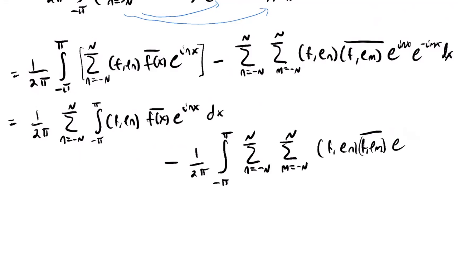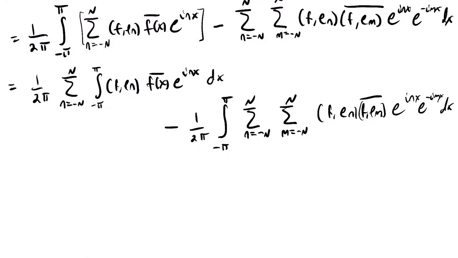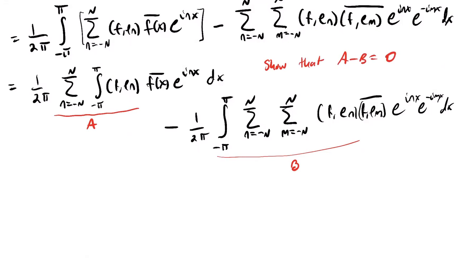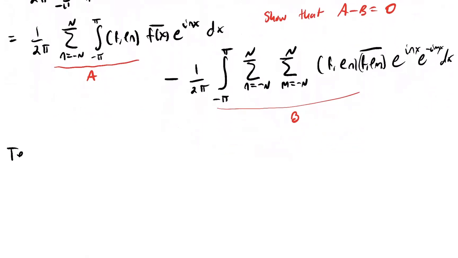Well, I can combine the exponentials. Actually, let me just leave it as it is, and we'll see why in a second. Let me call the first term we ended up with term A, and the second term we ended up with term B. What we need to show is that A minus B is equal to 0. So it suffices to show that A is equal to B, because then they're going to cancel each other out. Let's first look at the contribution from term A.